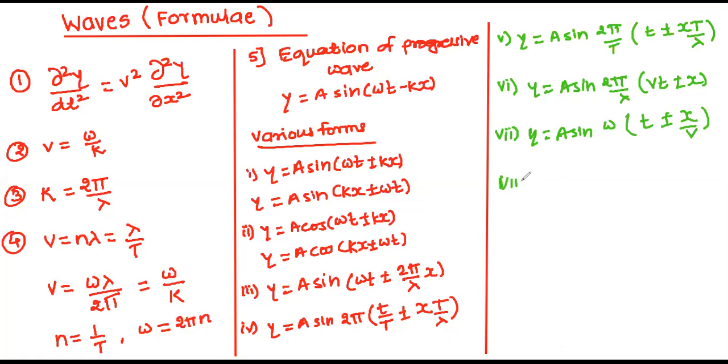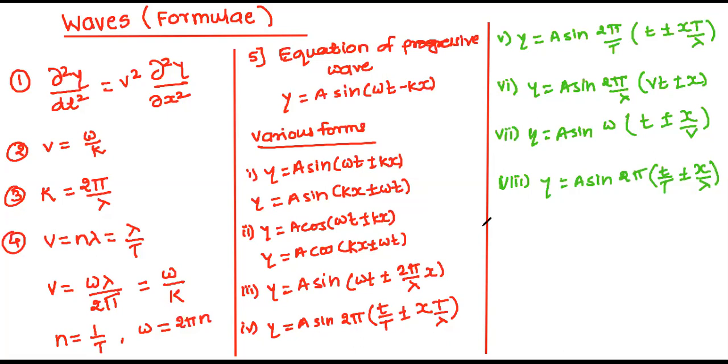Next formula, y is equal to a sine 2 pi, so you can write a sine 2 pi small t by capital T plus or minus x by lambda. Yes, these are some forms. You can write more if you want from the notebook.